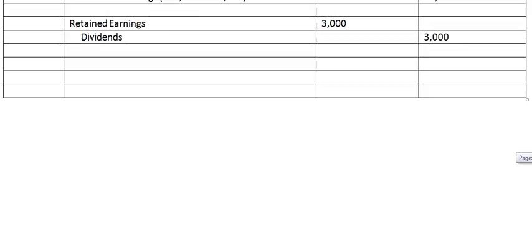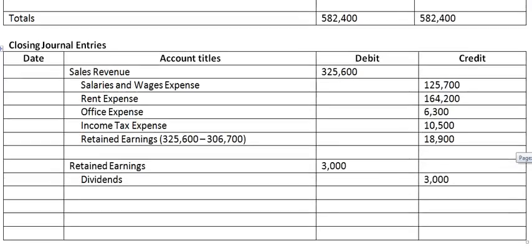And that will zero out our dividends account. So we've done our two steps here. We've closed out the revenues, expenses, and dividends accounts and reduced their balances to zero in the process of creating these closing journal entries. And we've also transferred the balance of those accounts, in other words, the net income, revenues minus expenses, into retained earnings. And we've reduced retained earnings by the amount of the dividends, just as in the statement of retained earnings.